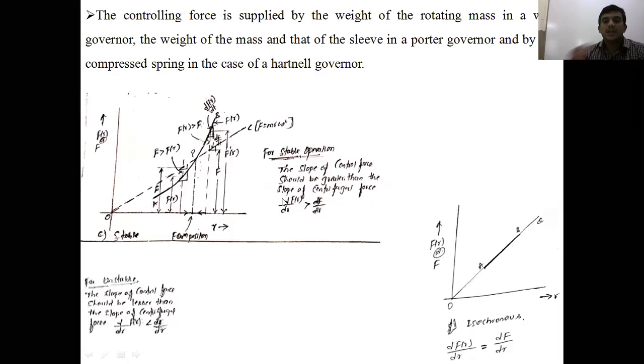Governor is stable means if you increase the speed, the radius of rotation of the governor ball also increases, and if you decrease the speed, the radius of rotation also decreases. Unstable is the condition when d by dr of controlling force is less than the slope of the centrifugal force. And the third one is isochronous: when both the centrifugal force and controlling force curves become a straight line and are equal, it becomes isochronism. This should not exist here.